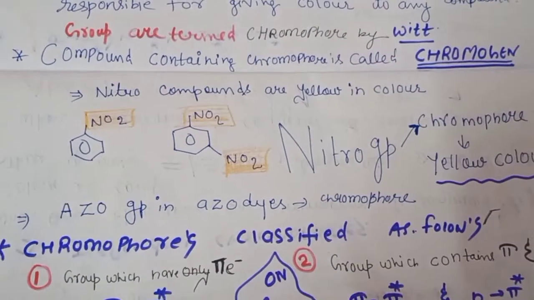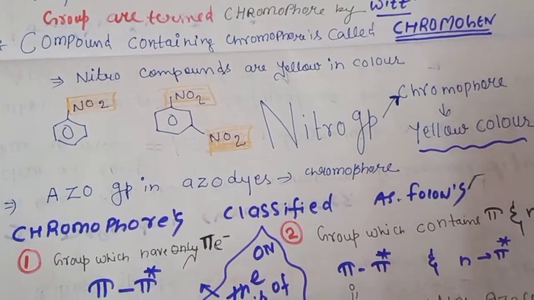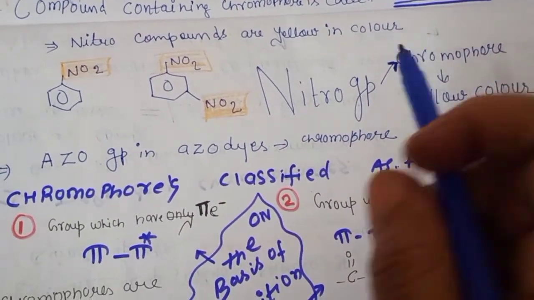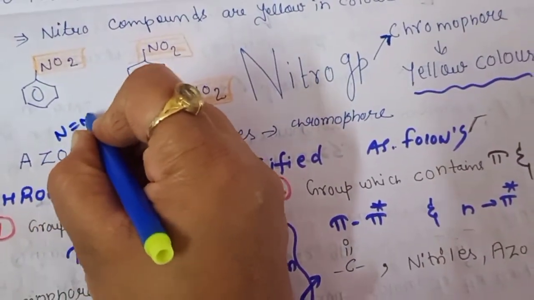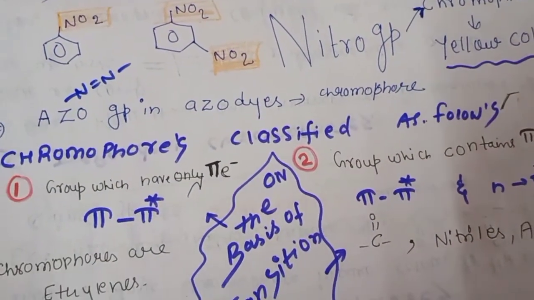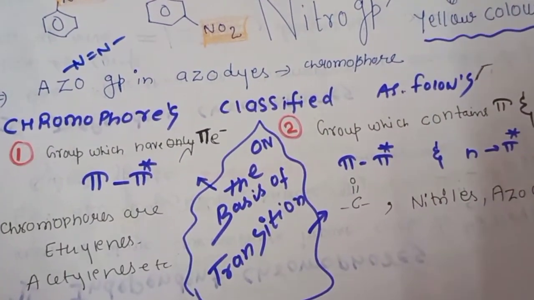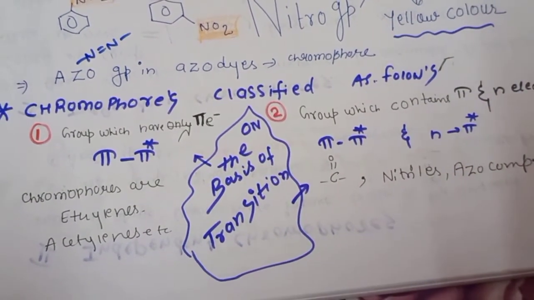Other examples: the azo group in the azo dyes, as you have studied the dyes at the BSc level. All these dyes which have the azo group, what is the azo group? When two nitrogen atoms are bonded together, that is the azo group, and it also imparts the color. That's why all the dyes have the azo group. Then let us classify the chromophores.